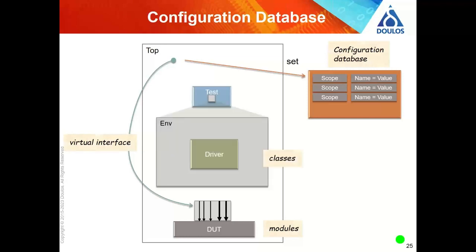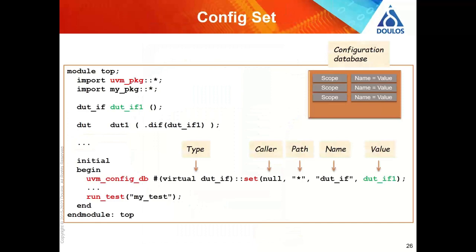So that's the idea. We can set the contents of the configuration database inside this top level module. Here we can put in the location of this actual interface as a virtual interface, because that's visible inside the top level module. Then in the driver, we can call a corresponding get function, which is going to retrieve the value from the configuration database. So now we've got the virtual interface inside the driver.